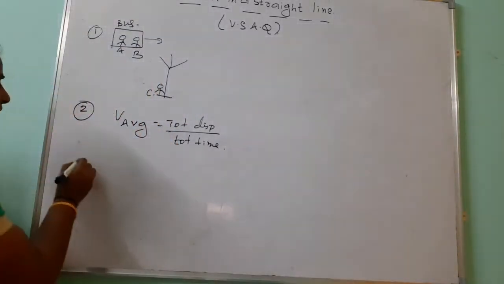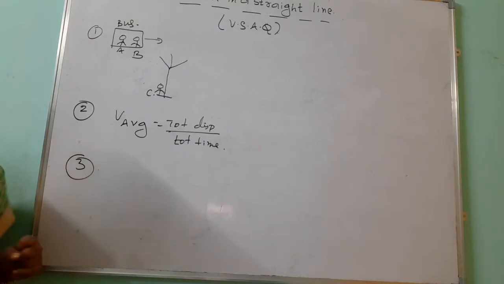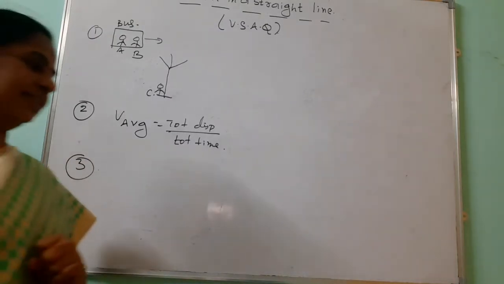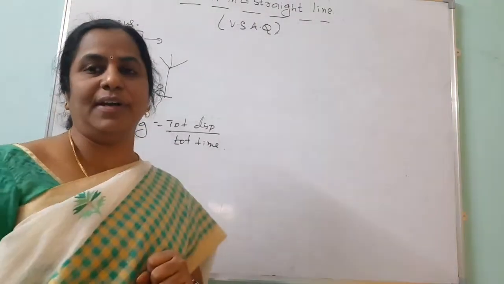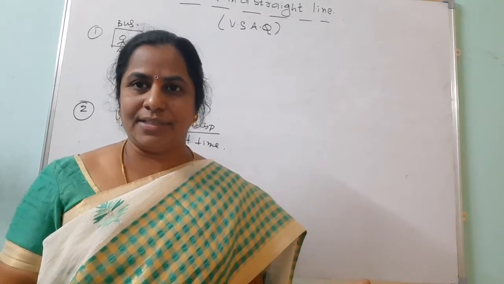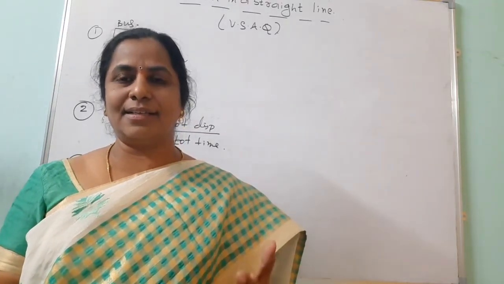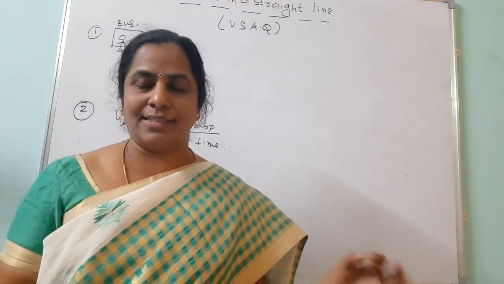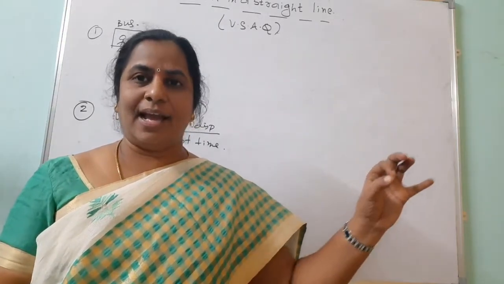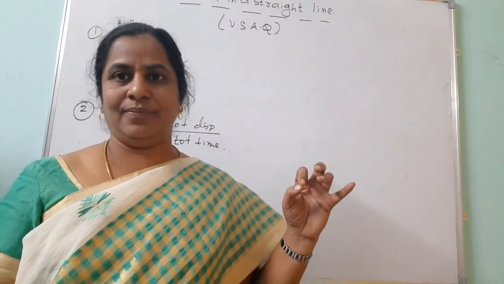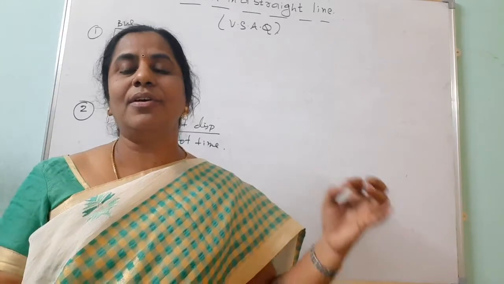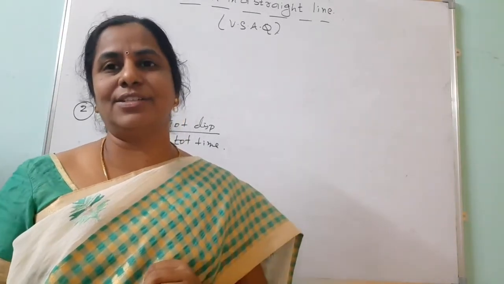Then our third VSAQ is: when the velocity is 0 but acceleration is not equal to 0, give one example. Generally, what do you say? Velocity is the rate of change of displacement, but acceleration is the rate of change of velocity. But in our question, the velocity is 0 but acceleration is not equal to 0.